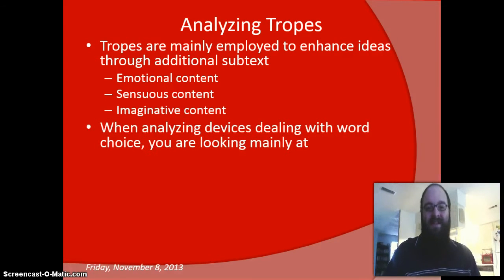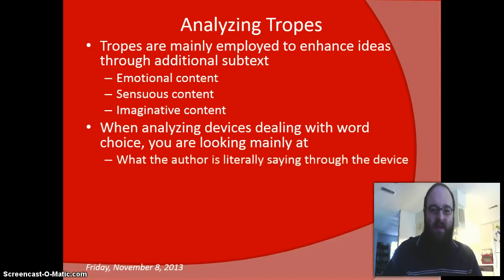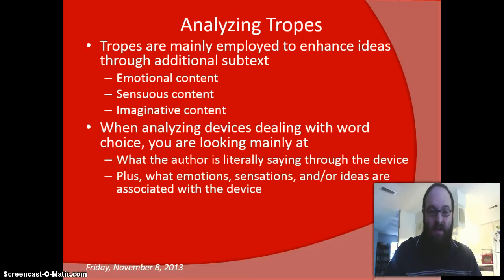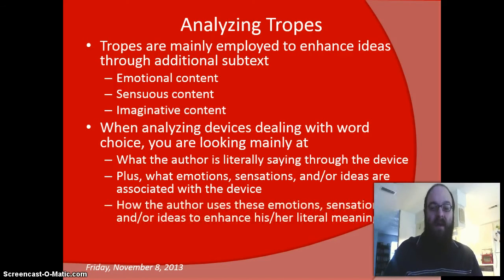When analyzing devices dealing with word choice, you're looking at the same three questions that we talked about with all text analysis, but here are some questions that deal specifically with word choice. You're looking mainly at what the author is literally saying through the device, plus what emotions, sensations, and or ideas are associated with the device as it is used there, how the author uses these emotions, sensations, and or ideas to enhance his or her literal meaning, and finally, why this works the way it does.